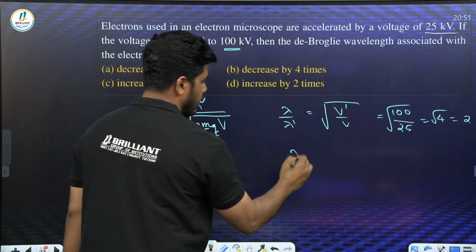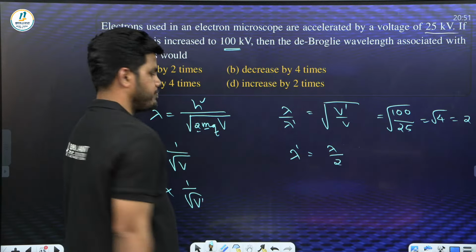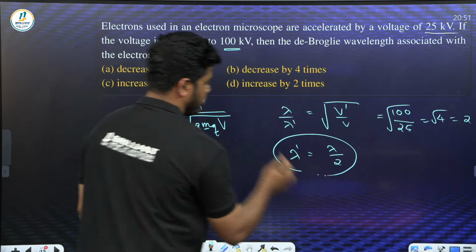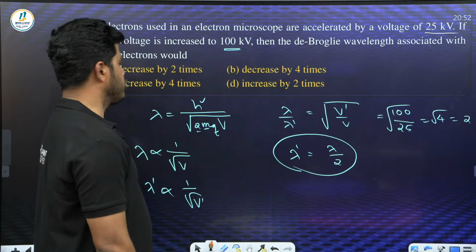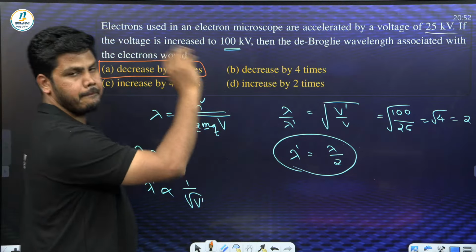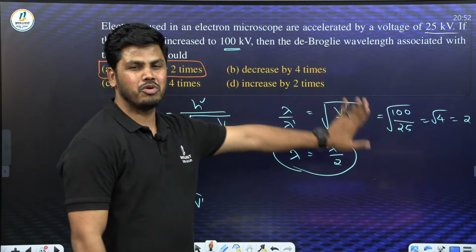So what is the new lambda? Lambda dash is going to be lambda by 2. Correct? So what happened to the wavelength? It decreases by 2 times, right? So that is the correct option, option A. Got it? So this is how we do de Broglie wavelength questions.